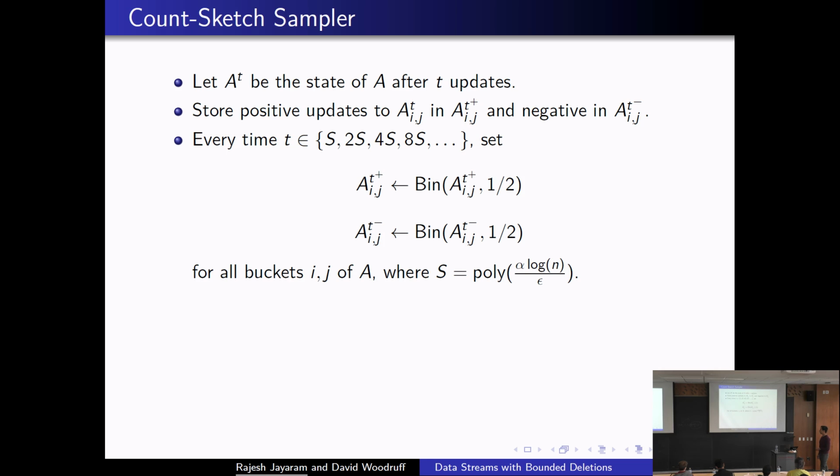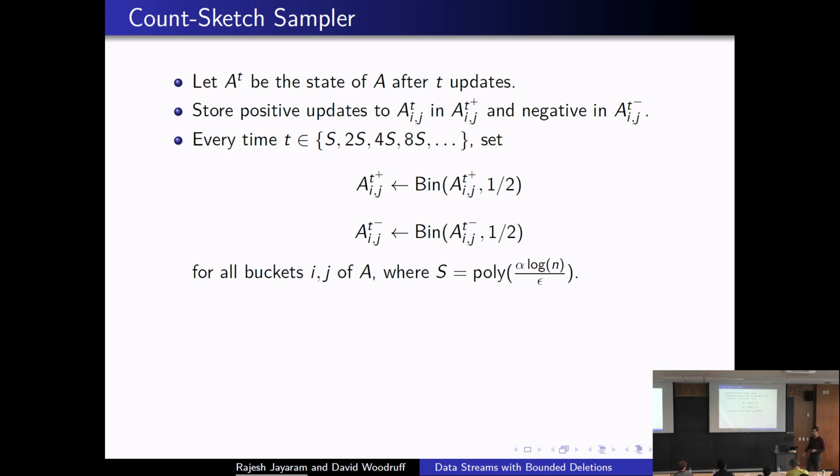What we're going to do is set big S to be some large integer polynomial in alpha, log n, and epsilon. That's our expected sample size, how many updates we want to sample. Then every time step where the time step is S or 2S or 4S, every time it doubles from S, we replace the value of the counter by a binomial variable with expectation 1/2. In other words, if I have 10, I flip a coin 10 times with probability 1/2 and keep the number of heads I get.